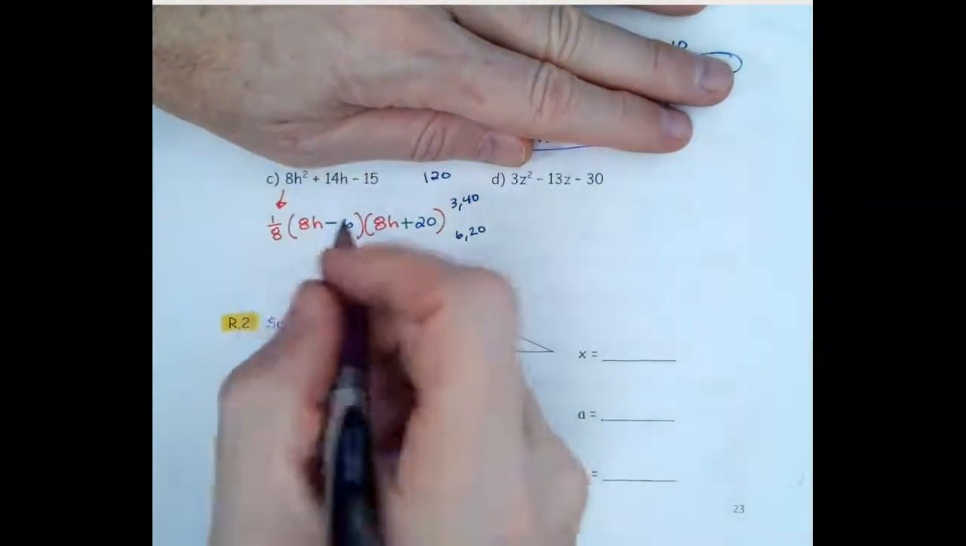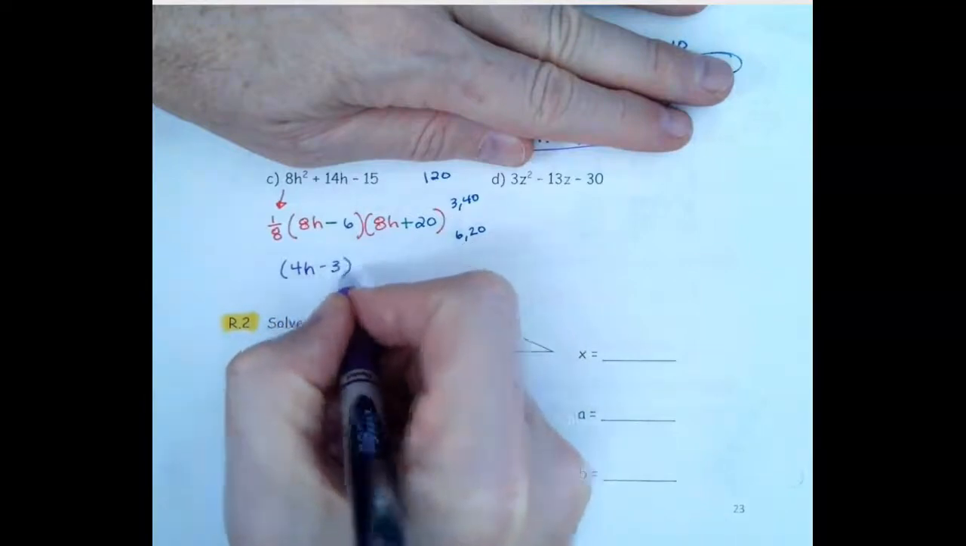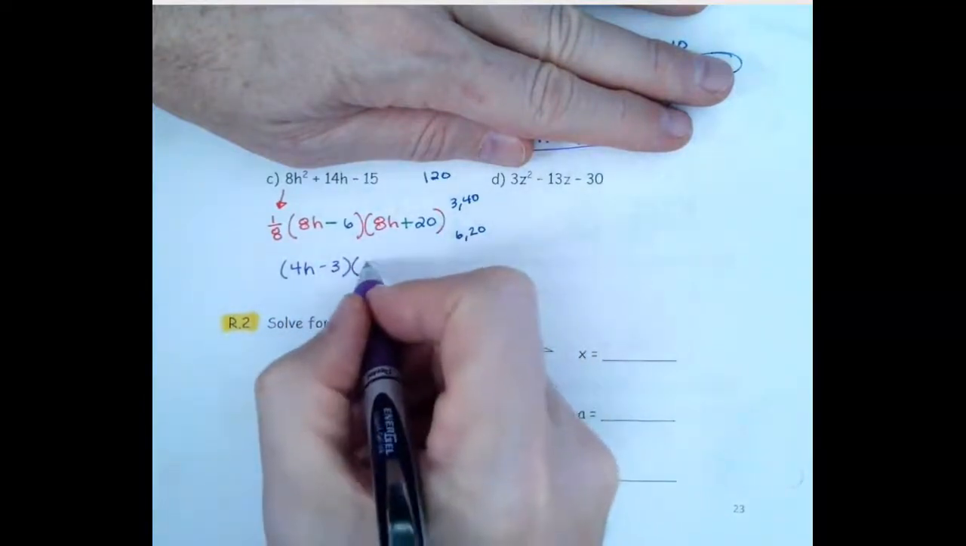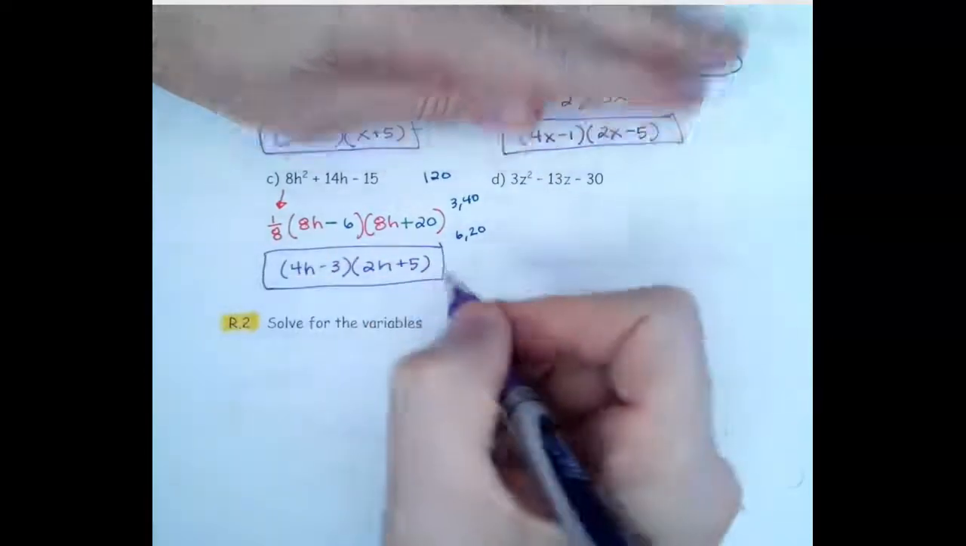So, almost done with this. We're going to factor out a 2 here, so that's going to be 4h minus 3. And we're going to factor out a 4 here again, so that's going to be 2h plus 5. Okay?